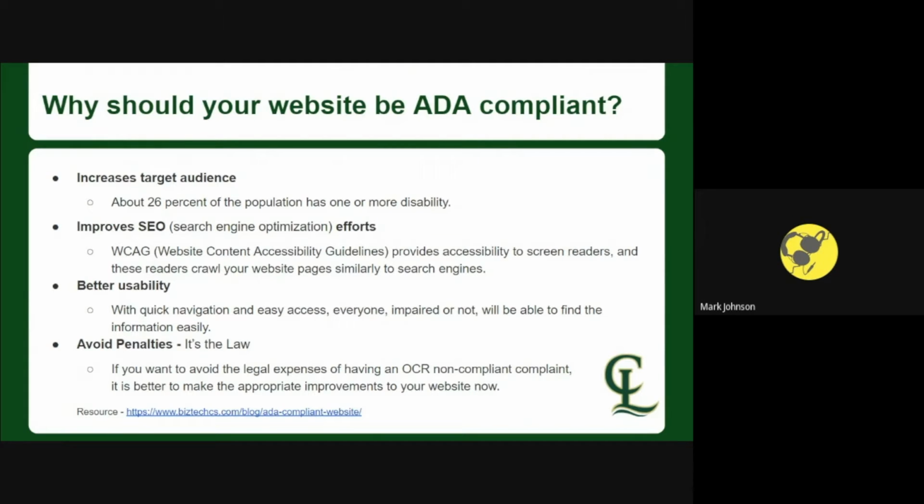It increases our target audience because 26% of our population has one or more disabilities. There's search engine optimization: as screen readers crawl through your website, they're also accessing the optimization, so search engines have more access to your information. Better usability, not only for those with disabilities, but for anybody. If something is good for somebody that has low vision, it's going to be good for anybody. And then it's the law, so you do not want an OCR complaint filed on you, because then you've got a whole bunch of hoops and steps to go through. It's better to have it done ahead of time, or to be in the process of improving your website so that they can see that it's an ongoing effort for you.